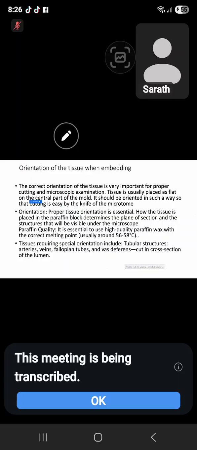Plane of the section and the plane of the block should be parallel. Then when you are doing the microtomy, the whole tissue will come into the section.